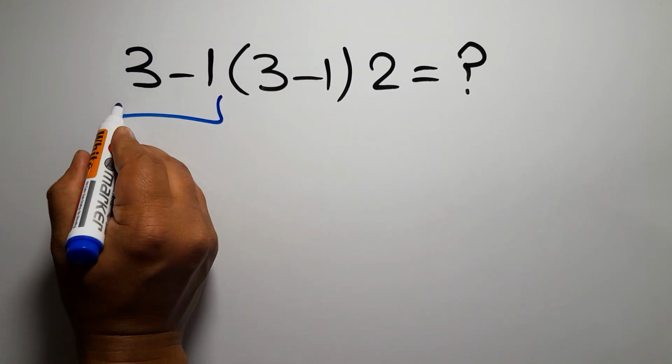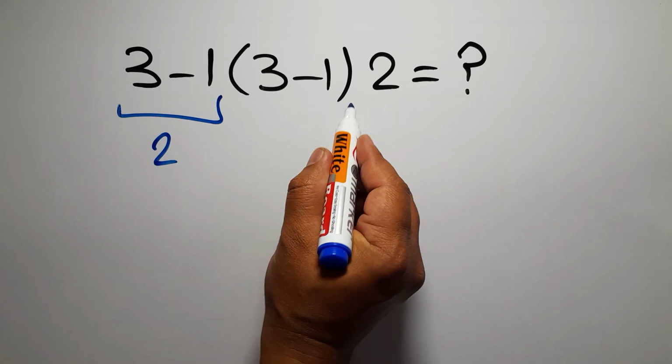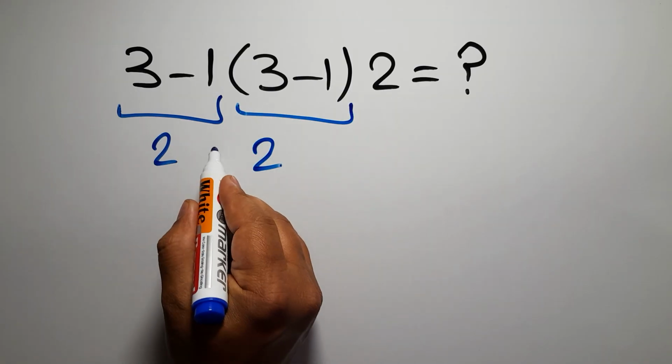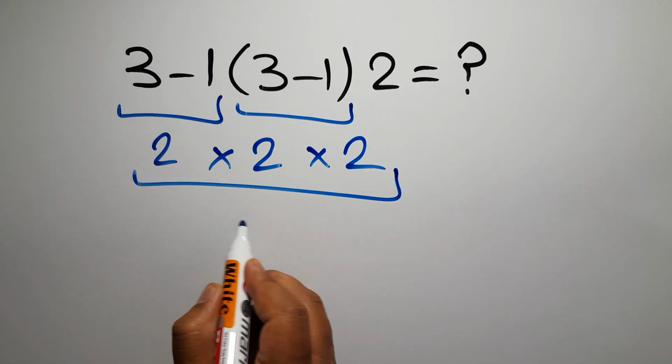3 minus 1 is just 2. And here we have 3 minus 1 again, which equals 2. So 2 times 2 and times 2, which equals 8.